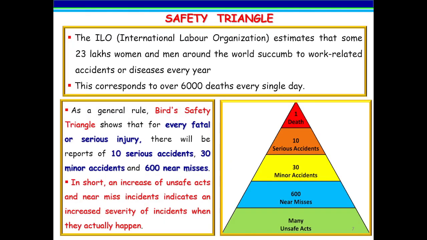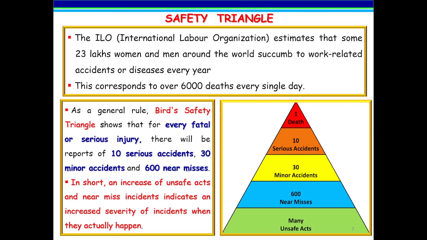What is the safety triangle? It is estimated by the ILO, International Labour Organization, that some 25 lakh women and men around the world are affected by work-related accidents or diseases every year. This corresponds to over 6,000 deaths every single day. The Bird safety triangle shows that for every fatal or serious injury, there will be reports of 10 serious accidents, 30 minor accidents and 600 near misses.